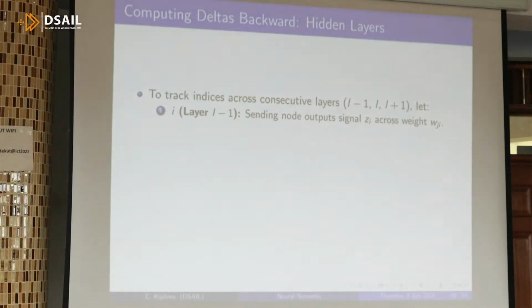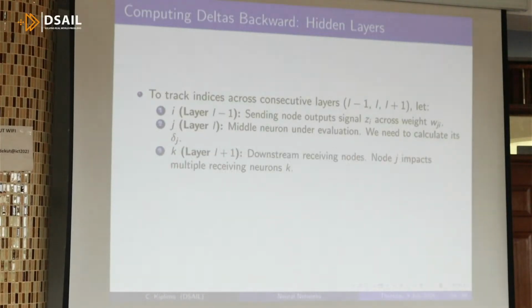If we go to the hidden layers and we track again the sending node, the middle node, and the receiving node. Here, I guess it's easier to visualize. We're interested in what is happening here. So you have the sending node, you have this node here in the middle, and you have the receiving node.